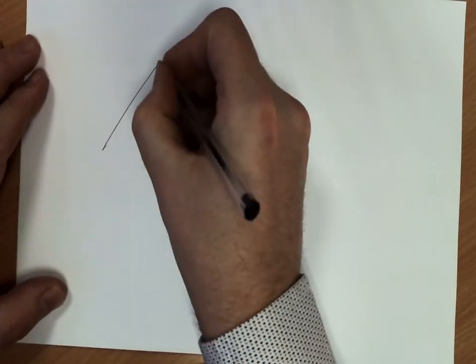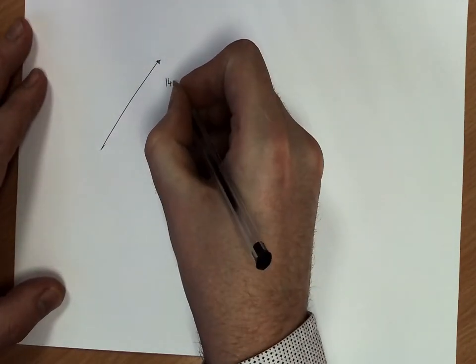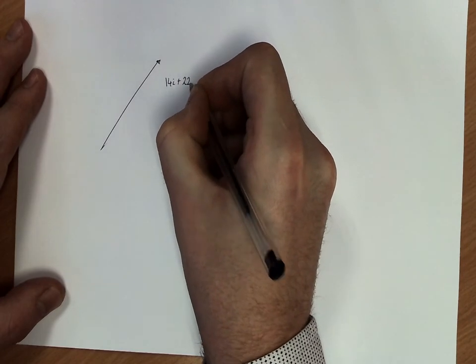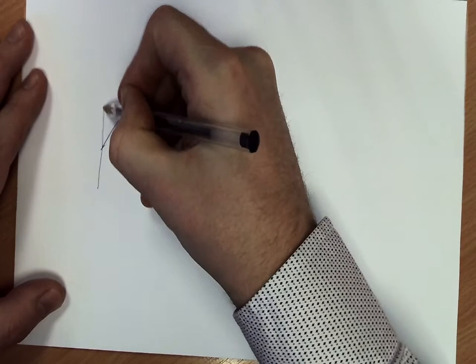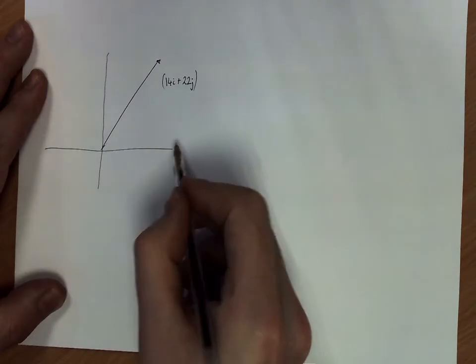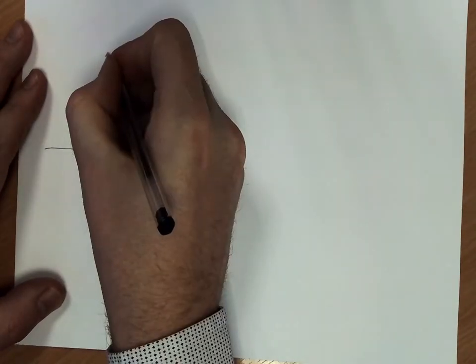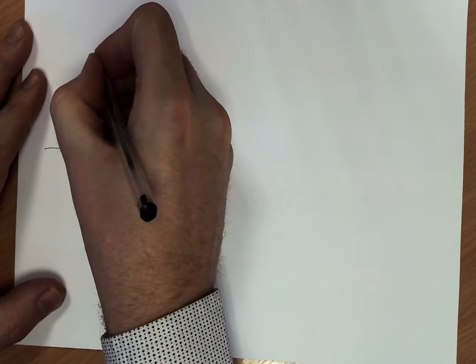So I'm going to start the problem by drawing the vector 14i plus 22j. And because I'm going to need it later on, I'm just going to add in my x and y axes, or in fact the i and j axes.